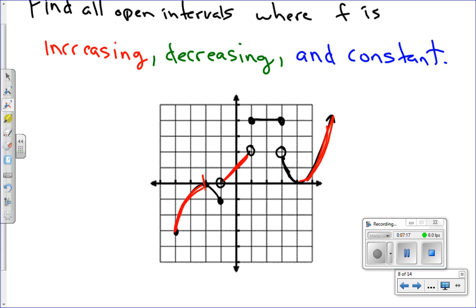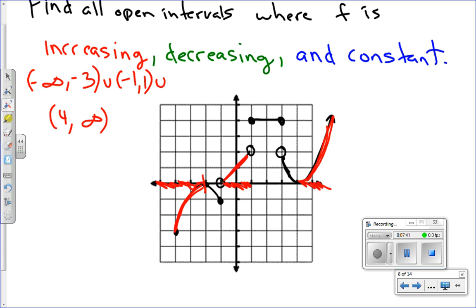So it'd be this interval here, all values of x less than -3, and then all values from -1 to 1, and then all values from 4 to infinity. Let's write that out. That's -infinity to -3, union -1 to 1, and then we're going to union that with all numbers 4 to infinity. So these are the 3 intervals where this graph is going uphill left to right.